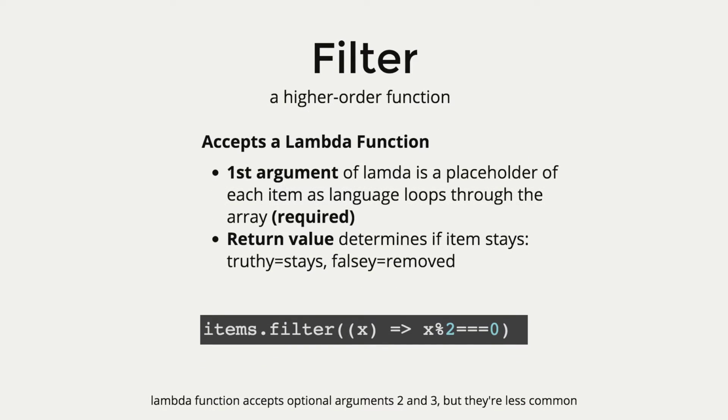Okay, so filter is a higher order function that accepts a lambda function, where the first argument of the lambda function is a placeholder for each item as you loop through, just like in map, right? But here you just return something that's true or false, or truthy or falsy. True means it stays, false means it goes. Questions? Good?